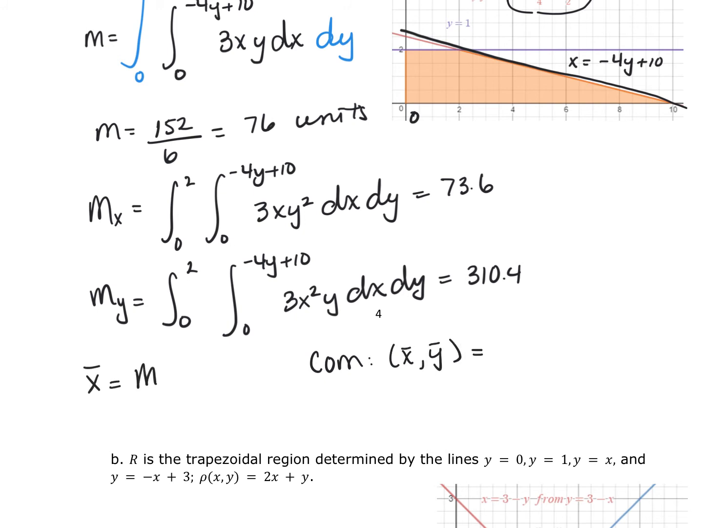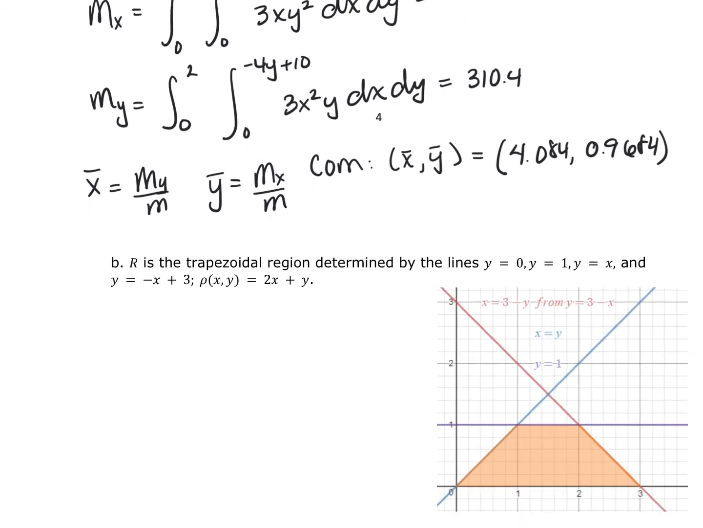So my center of mass, which is the x bar, y bar, well, we know that x bar is going to be the m of y divided by my mass. My y bar is going to be m of x divided by my mass. And so my answer is going to be about 4.084 and 0.9684. So that's my center of mass.